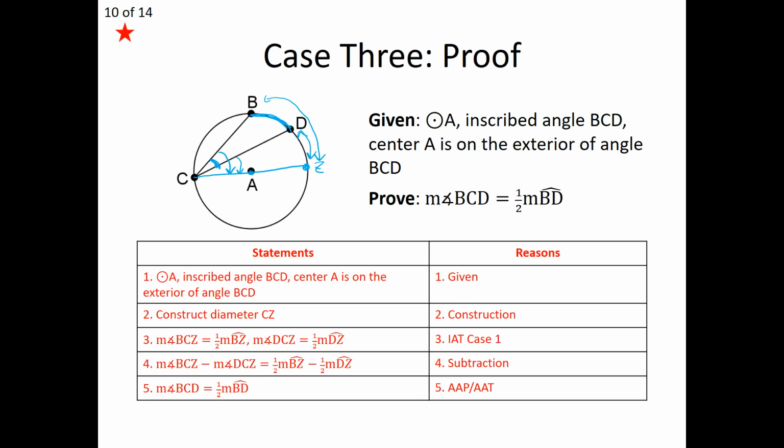So if we take BCZ, the whole thing, and subtract off the part, we're left with the other part of the angle, measure of angle BCD. And then we have the whole arc BZ. We take off the part of the arc DZ, and we're left with the remaining part of the arc, BD. And so the measure of angle BCD is equal to half the measure of arc BD, using the angle addition postulate and our arc addition theorem. And there we have it, the proof of case 3.